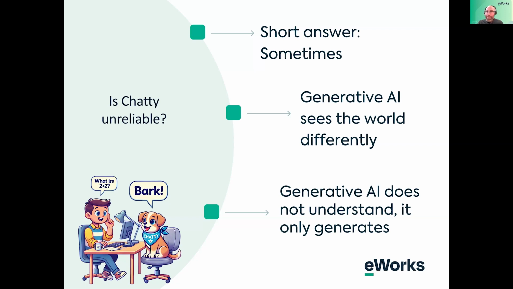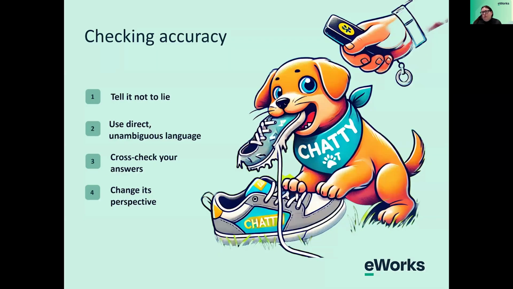Okay, look, understanding all that, there's got to be something we can do about checking accuracy. Yeah. So there's a million ways to check Chatty's accuracy. The first one is I just tell it not to lie. I tell it not to lie over and over again. I tell it in different ways. I'm like, please don't tell lies. Please tell the truth. Just tell it not to lie. Surprisingly effective.